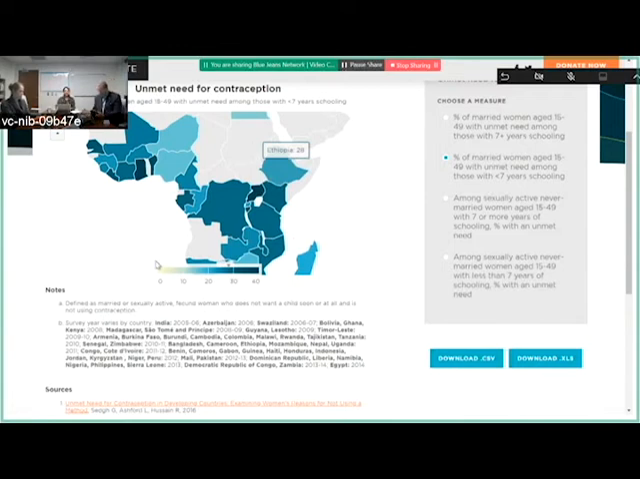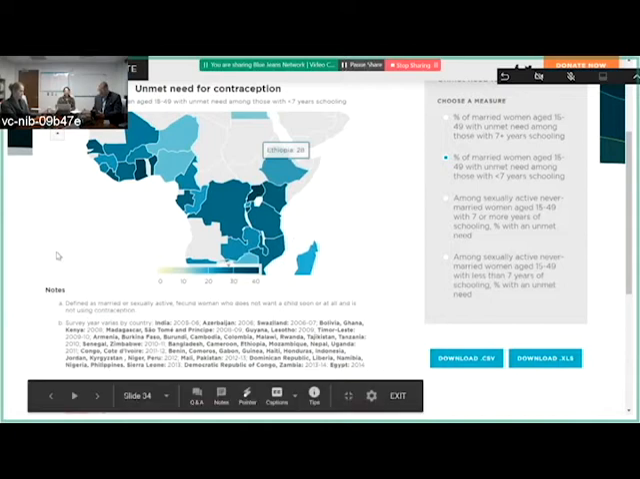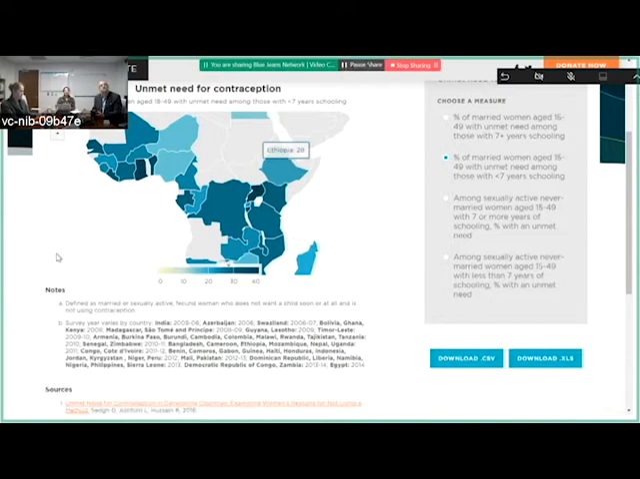Underneath that, you'll see the source of this data is a report from the Guttmacher Institute. It is data from 2014, just so you know. You'll also notice that you can download the data set. On the right side, underneath the measures, you can see how you can download it to an Excel spreadsheet and do your own analysis or work with it.